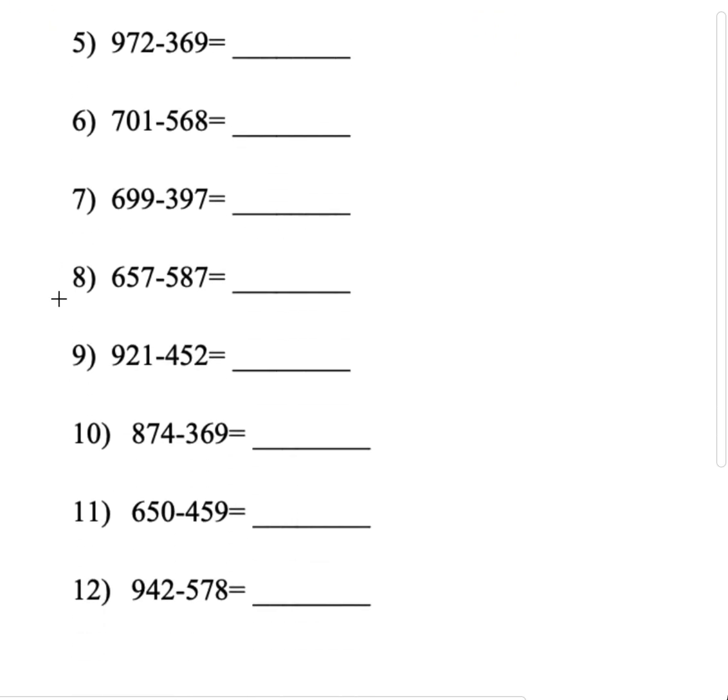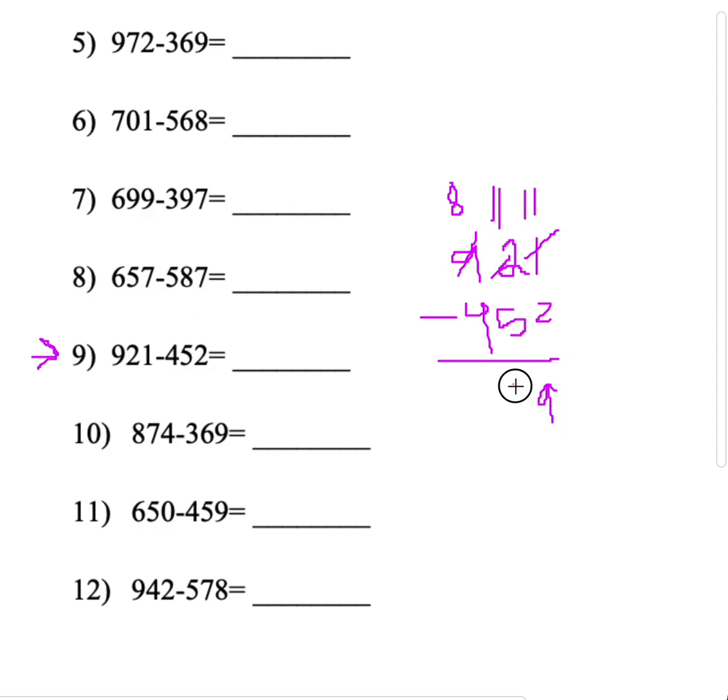Let's look at another example. Let's look at number 9. So it says 921 minus 452. So this is 11. This turns into 11 as well. And this turns into 8 because we did this, so this will be an 8. 11 minus 2 is 9. 11 minus 5 is 6. And 8 minus 4 is 4. So 921 minus 452 is 469.